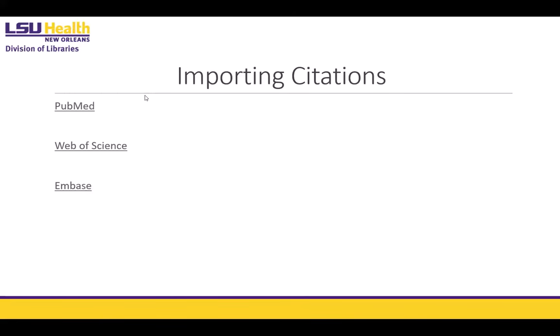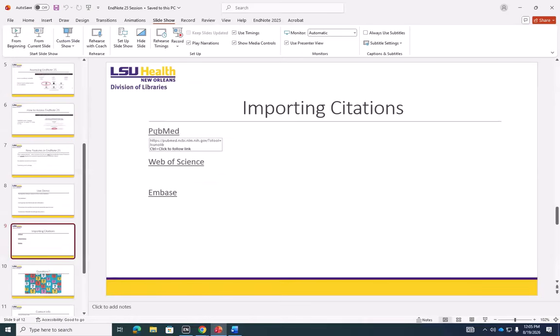So the citations we'll be pulling from are from PubMed, Web of Science, and Embase. Those are all owned by different companies, which is why I picked those 3. So the process is a little different for all 3. It just depends by database, but I selected those 3 just because they're all different. We'll go ahead and start with PubMed.